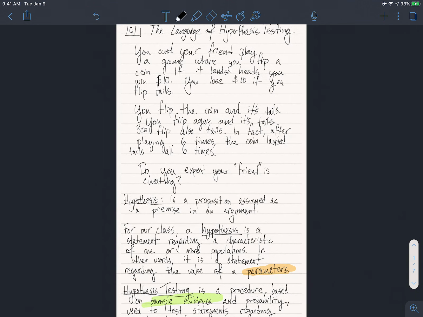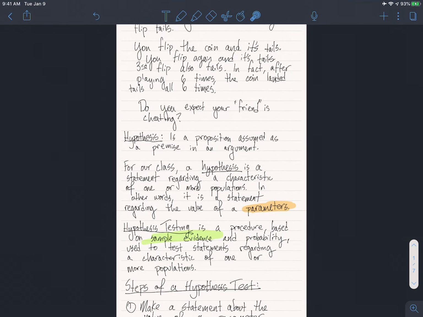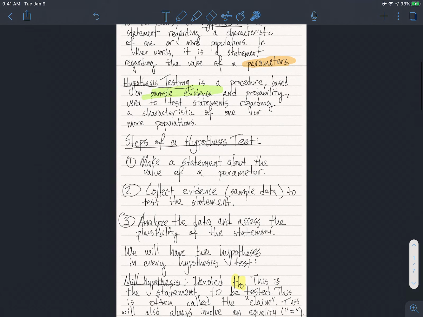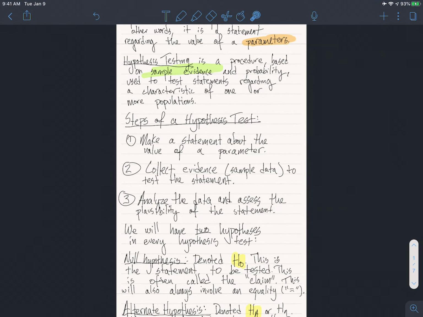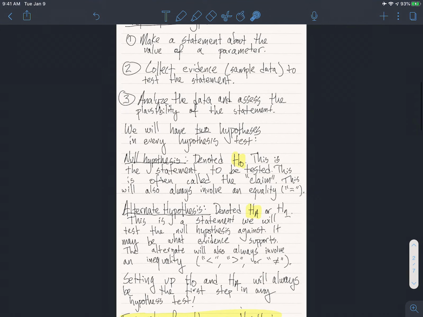How do we actually test these claims? So to recap, because this is very, very important, we would like to conduct a test. I started this with, when do we expect our friend is cheating? Well, we will test the hypothesis that the coin is fair. We use sample evidence to test this claim. So a statement is made, we collect evidence from a sample, and then we analyze that sample to see if the claim that was originally made has some gusto, if we actually believe it.